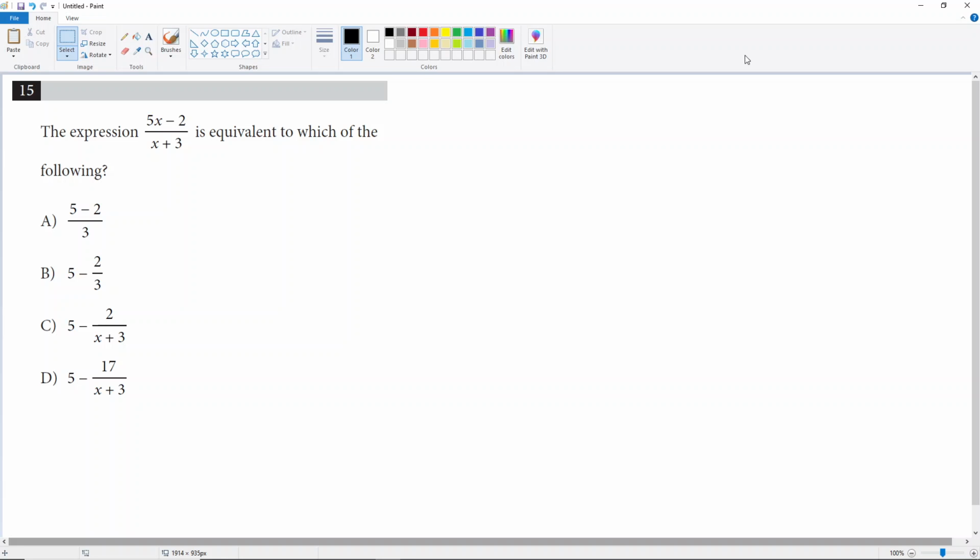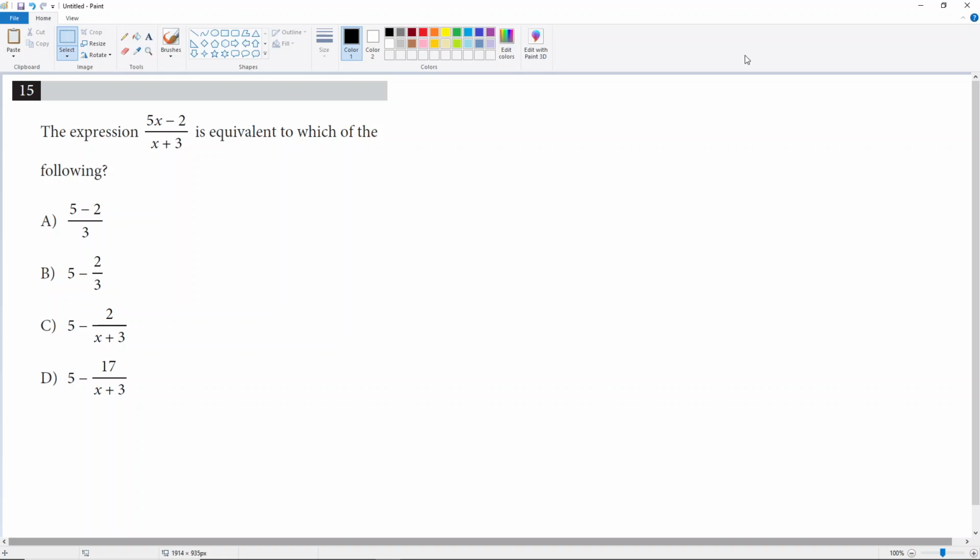3 ways to do this. Let me go through the more complicated ways first, so then a very simple way to do it finally. 5x minus 2 divided by x plus 3. That is division. We're dividing 5x minus 2 by x plus 3.